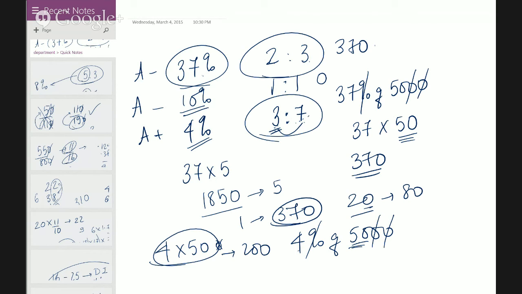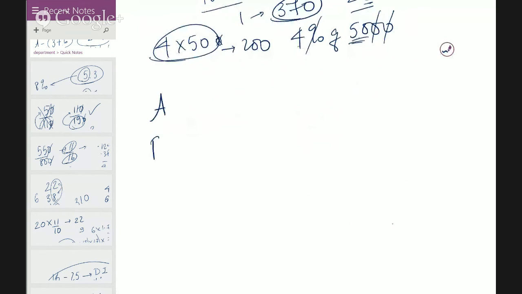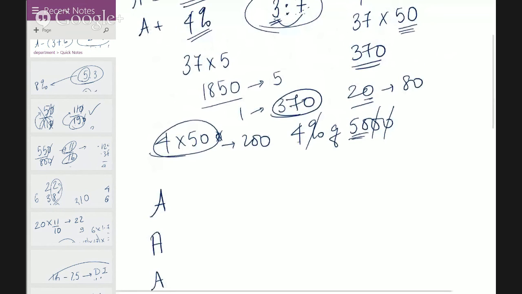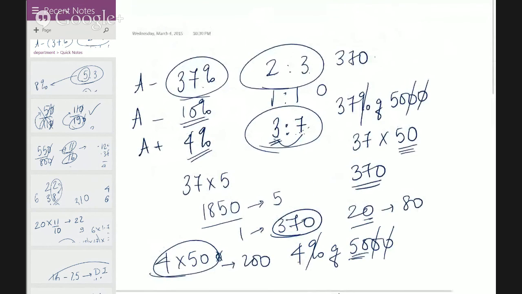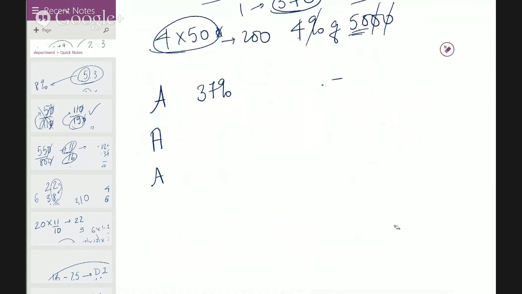So I'll repeat the entire thing for you. A minus whatever, and A, whatever. Okay, it doesn't matter what the notations are. 37%. The ratio is 3 is to 7. If I'm not wrong. No, 2 is to 3. Sorry, 2 is to 3. The ratio is 2 is to 3. 10%, the ratio is 1 is to 1. And the last is 4%. The ratio is 3 is to 7.